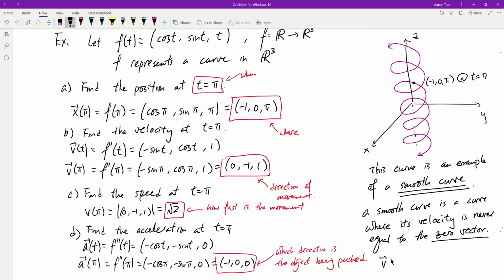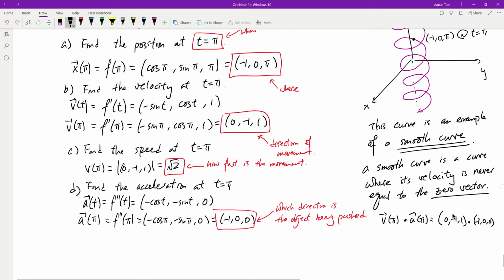So here, if I take the velocity vector at pi, dot product acceleration vector at pi, I'm basically doing a dot product between (0, -1, 1) and (-1, 0, 0). And guess what we find? It comes out to be 0. What does that mean? Well, that means the velocity vector at pi is perpendicular to the acceleration at pi. A very important concept that you probably remember learning in physics, which hopefully now makes more sense. And if not, we will definitely talk more about it in the future also.